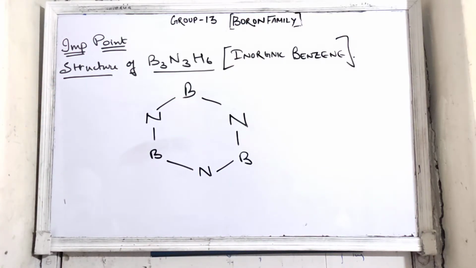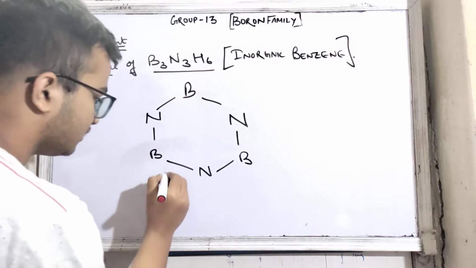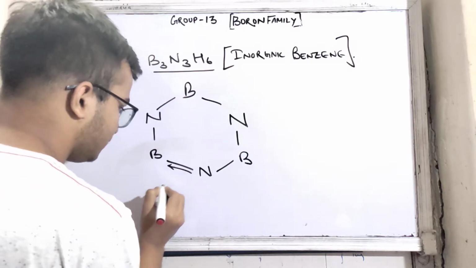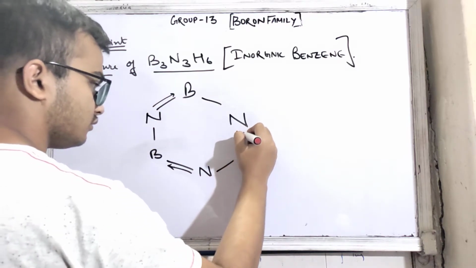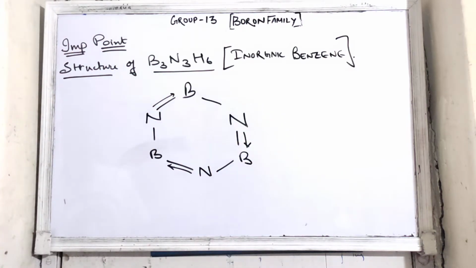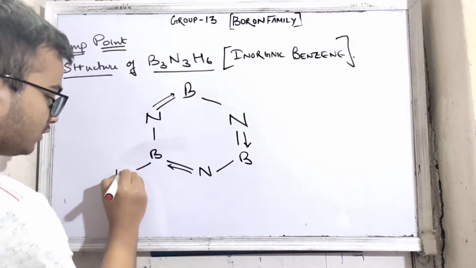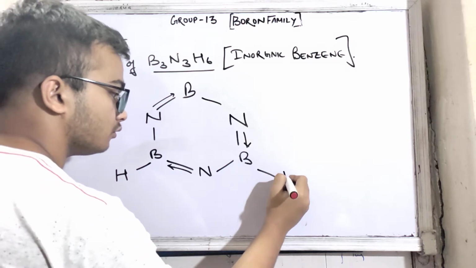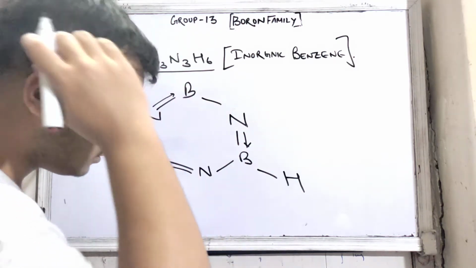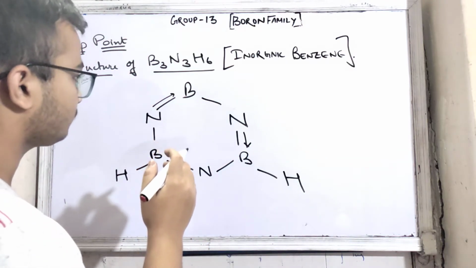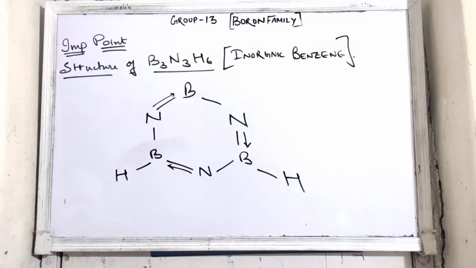Now I have to satisfy the bonding. Now nitrogen will bond covalently with this side. This is a coordinate bond, I'm sorry, not covalent. Now let's satisfy the hydrogens. 1, 2, and here it will be 3. I made a mistake over here.